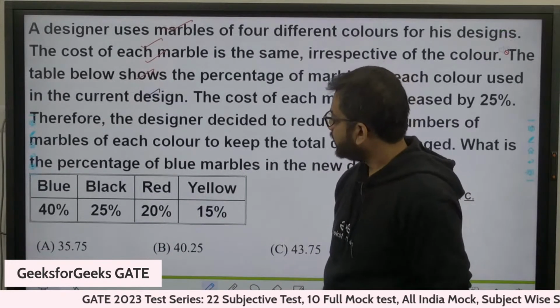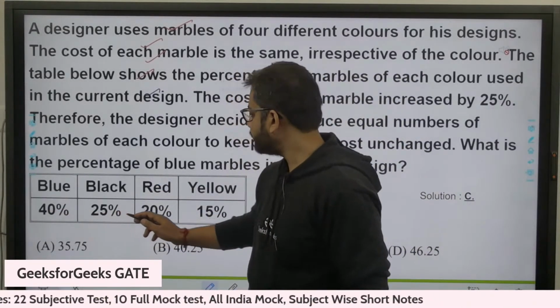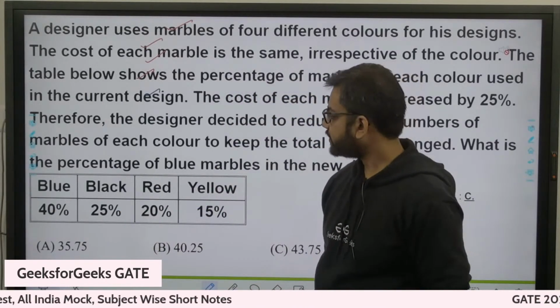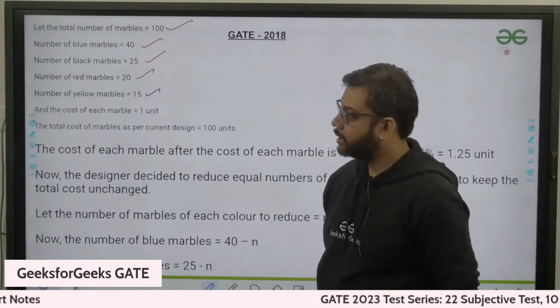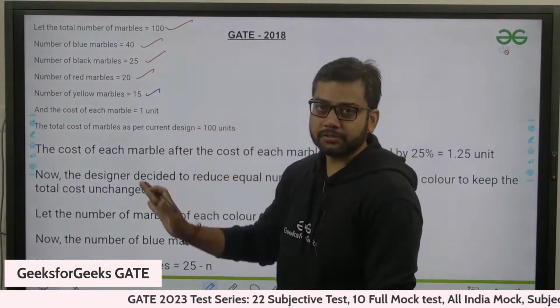One more thing: in a percentage question, once you add the data, 40 plus 25 plus 20 plus 15, it will always give you 100. This is 65, 85, 100. Now, we have assumed the total number of marbles. Till here it is easy.